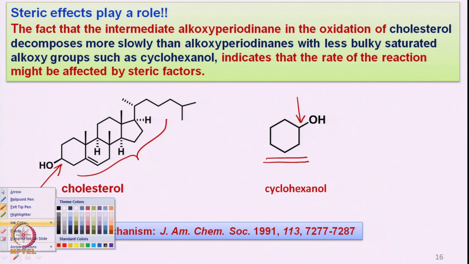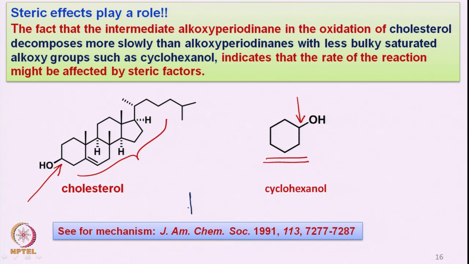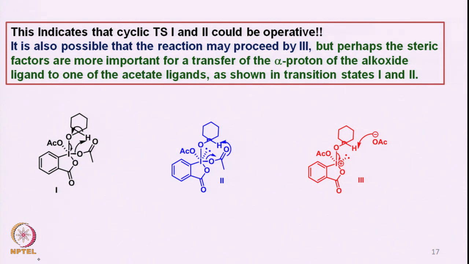And there is a very nice description of these mechanistic aspects in this particular paper, which is published in 1991. So these type of experiments, when they were conducted, clearly show that steric effects can be important. So what they have concluded is this indicates that cyclic transition state 1 here and 2 could be operative. It is also possible the reaction may proceed by transition state 3, but perhaps the steric factors are more important for a transfer of the alpha proton of the alkoxide ligand to one of the acetate ligands as shown in transition states 1 and 2.